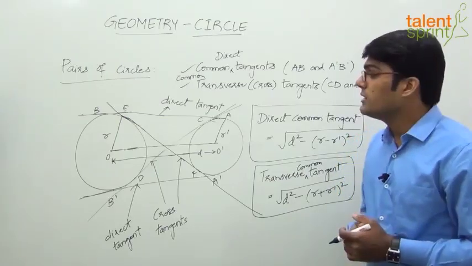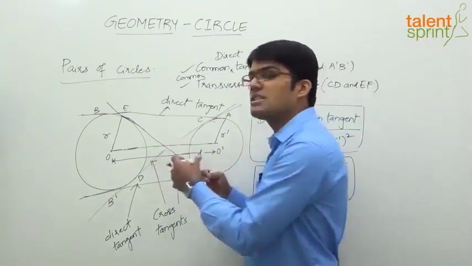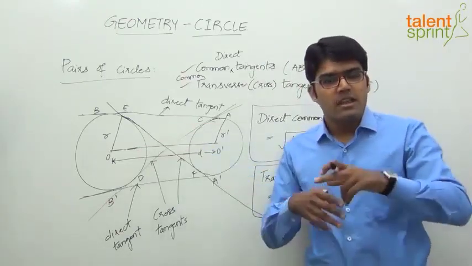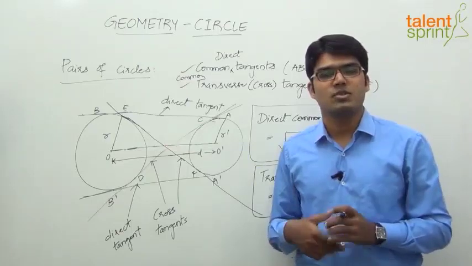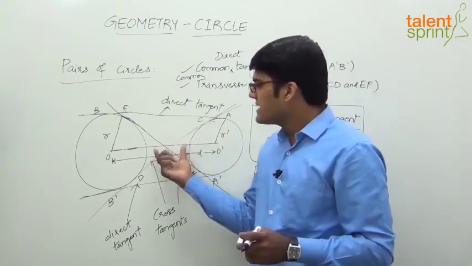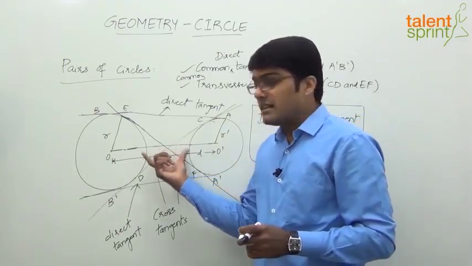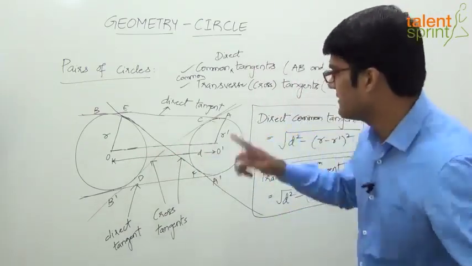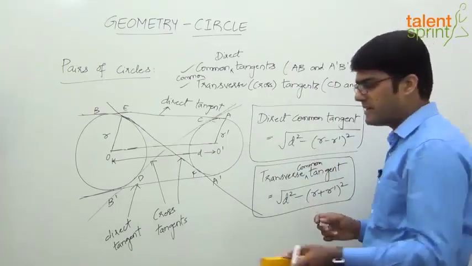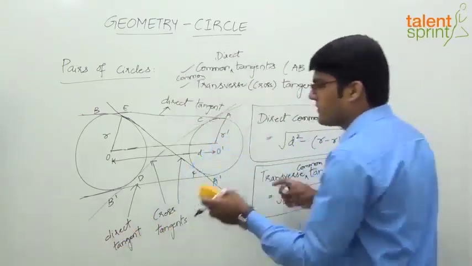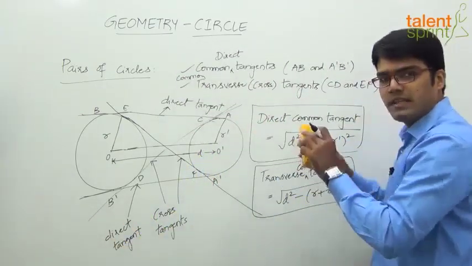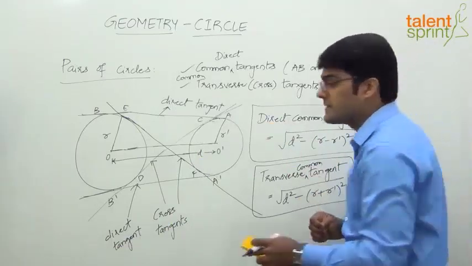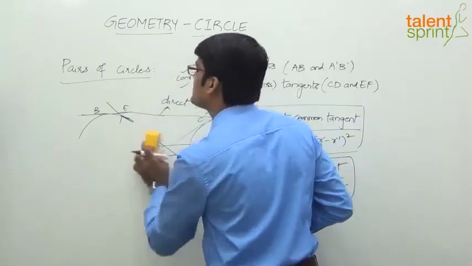Alright. Now there may be a case where the two circles are touching each other externally. In that case, what happens? When two circles touch each other externally, the distance between the two centers will be the sum of the radii. Yes or no? Let's look at that. Now that we have learned about the types of tangents, let's look at the different cases possible. When the two circles are disjoint, when they are not touching each other, there are two direct tangents and two transverse tangents. What happens when they touch each other?